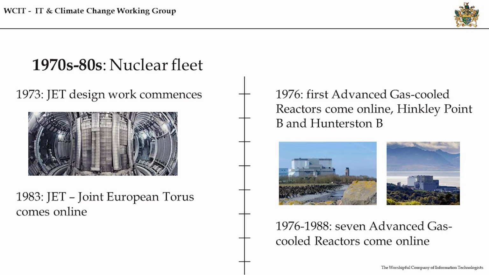So we still have some of these AGRs operating at the moment. In total, 7 were built across the UK. The first were Hinkley Point B and Hunterston B in 1976. The design for the AGRs followed on from the Magnox reactors. So they use CO2 as coolant, the same coolant. They use graphite as moderator, the same kind of core. The fuel's slightly different, and it had a lot more safety features built in than the previous Magnox reactors.